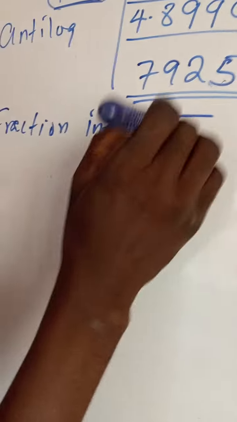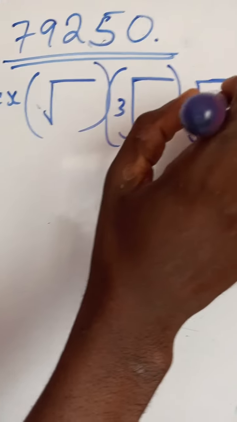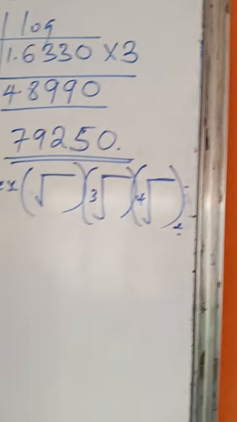Fraction index, the one we said is roots. It's the one that forms either square roots, cube roots, or fourth roots, so any of them. So when this one is multiplication, this one will just be division by this.